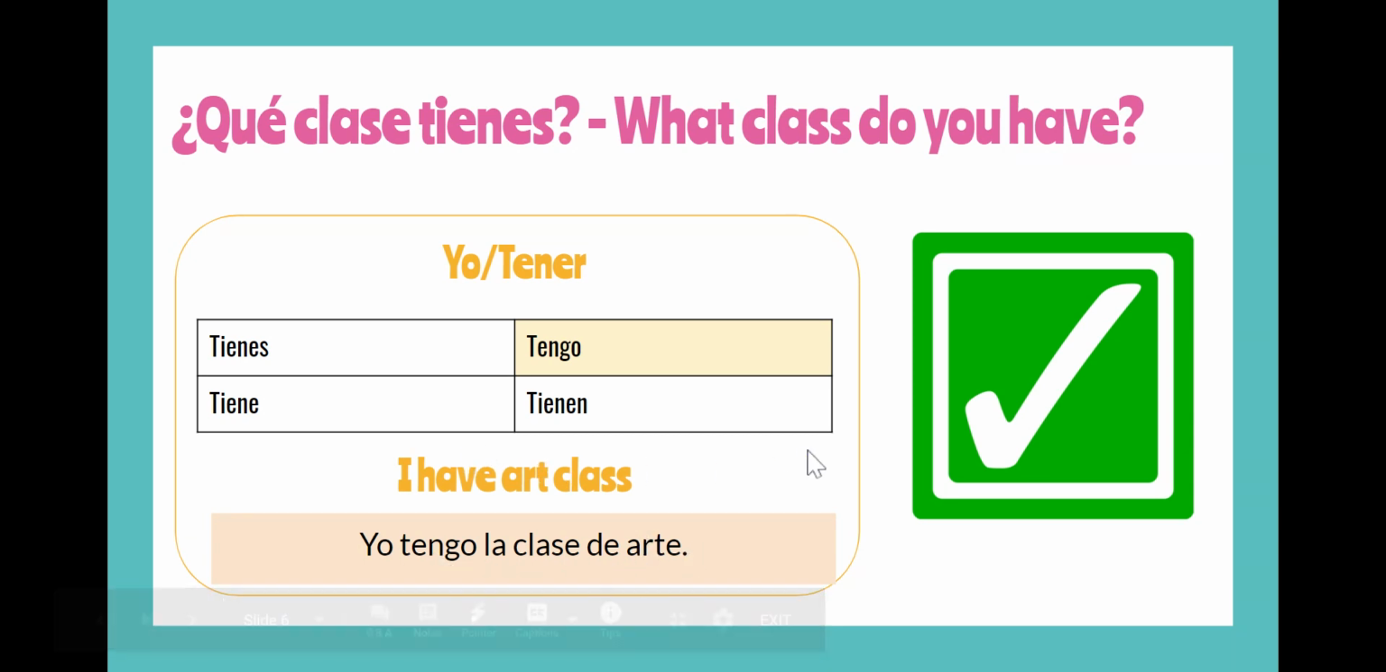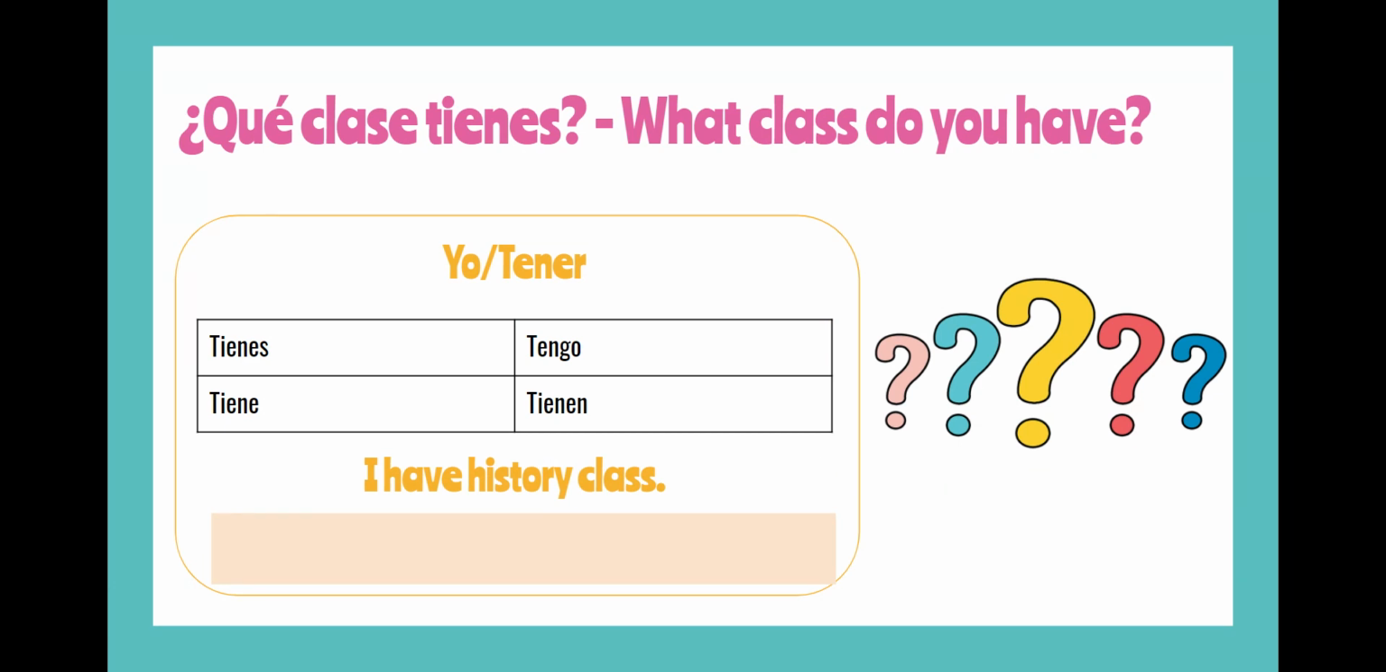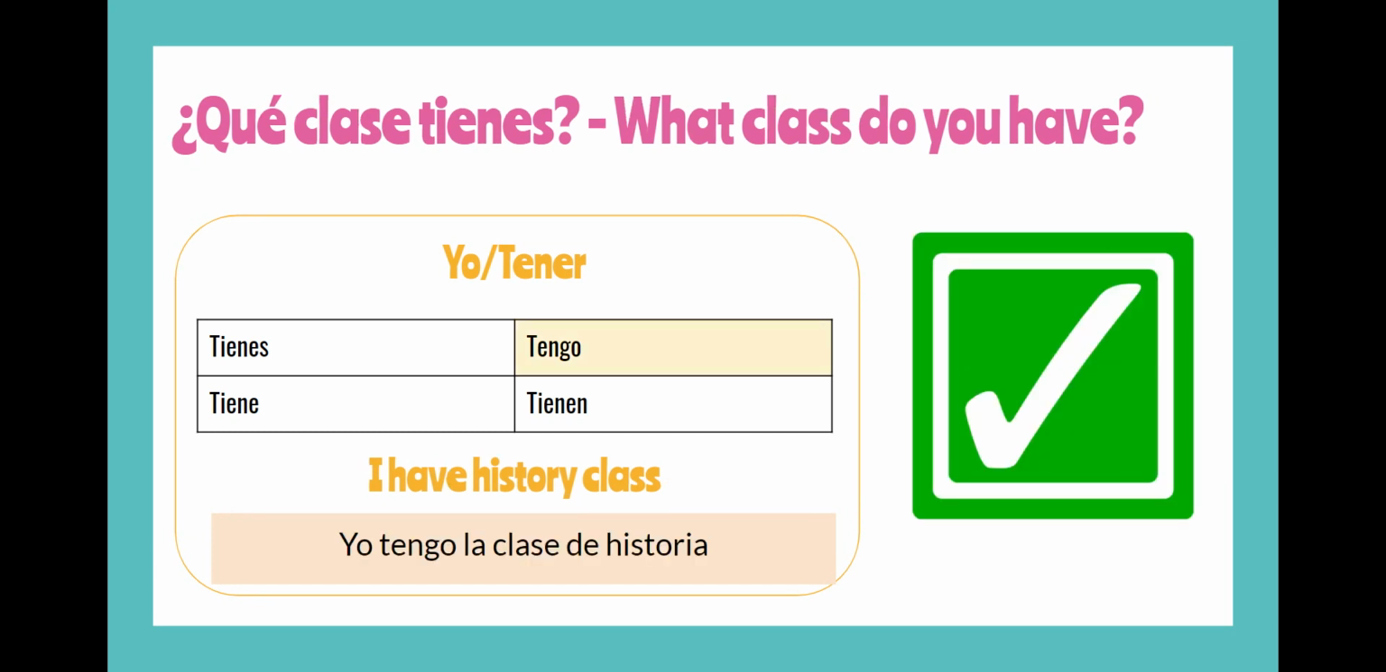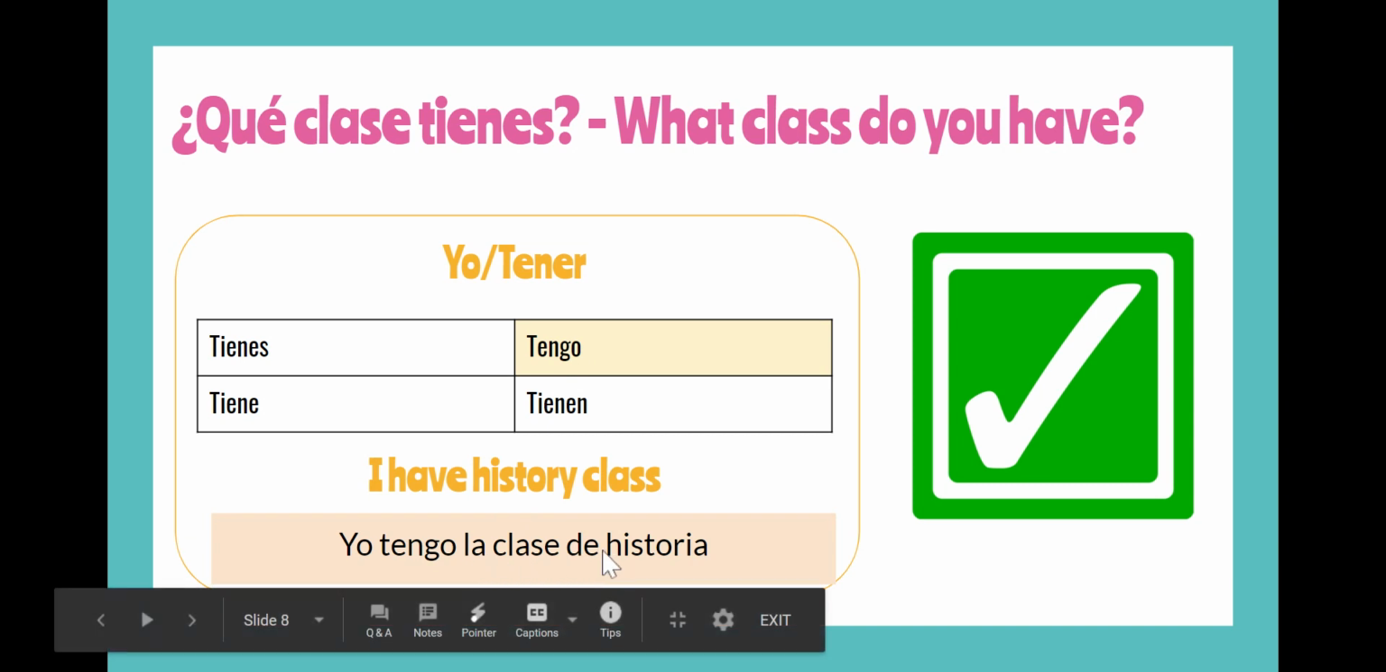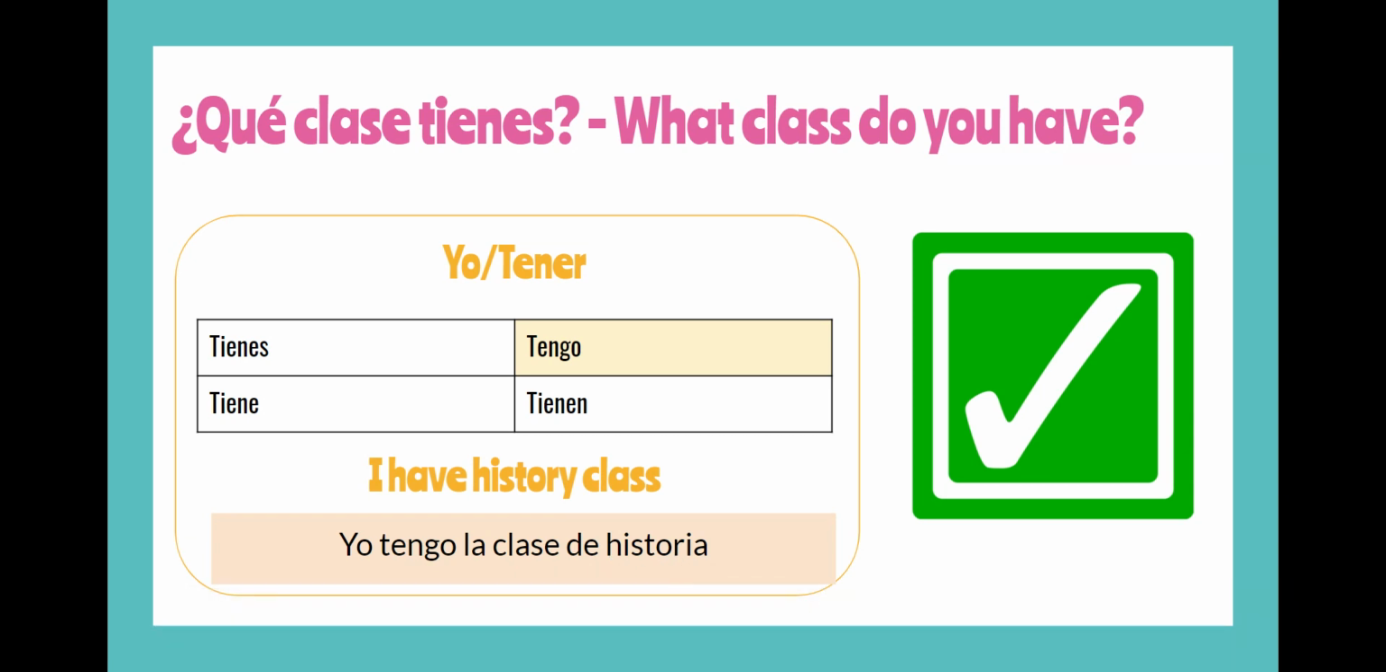I have art class. What if I were to ask you qué clase tienes and you wanted to say I have history class? Take a moment to think about what we just did and try to translate this on your own. So if we wanted to say I have history class, we're going to use that yo tengo again, that I have, and then we're keeping up with the pattern, the class of, to say history class, so la clase de historia. Give yourself a pat on the back if you got that one.